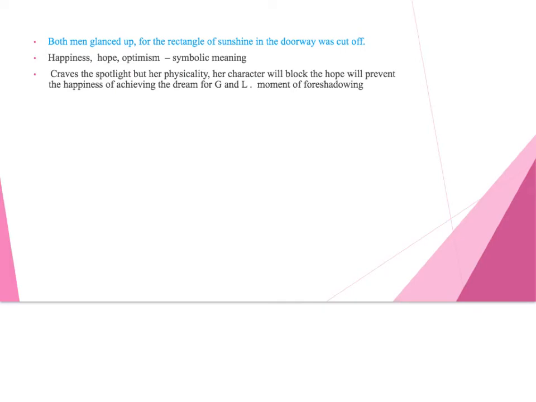Okay. Also in relation to AO2, let's think about the first time we see her. So when we see her for that very first time, we've got some symbolism here. "Both men glanced up, for the rectangle of sunshine in the doorway was cut off." So it's her presence at the doorway that blocks the sunlight. Now, if we think of sunlight in relation to connotations of happiness and hope and optimism, then she blocks that sunlight. And really that is what she does in the novel.